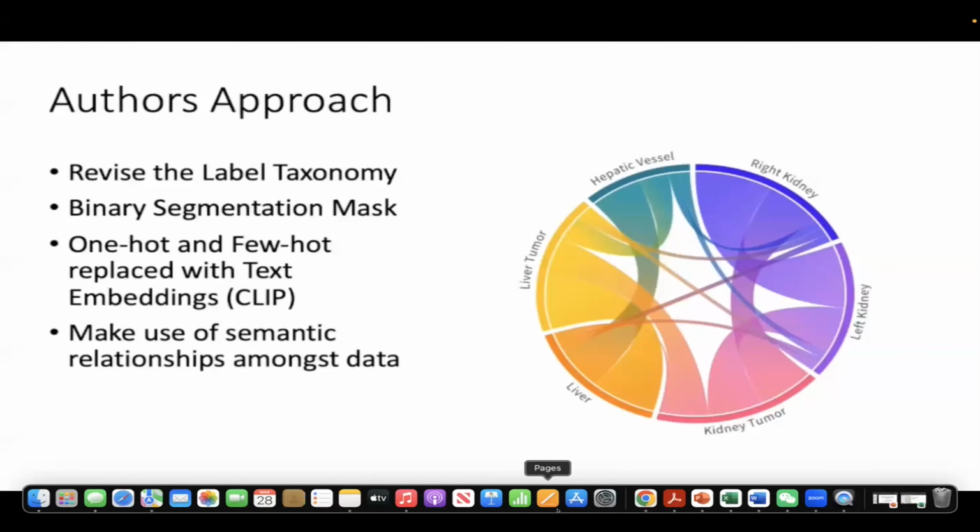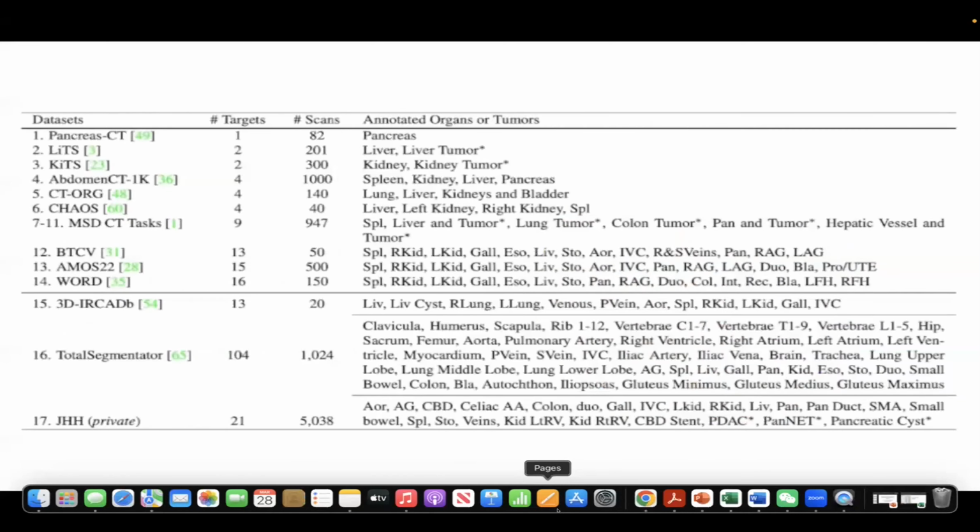So for the actual training of this approach, the authors used 14 data sets presented here, as well as some additional data sets for the actual performance of organ segmentation and tumor detection.